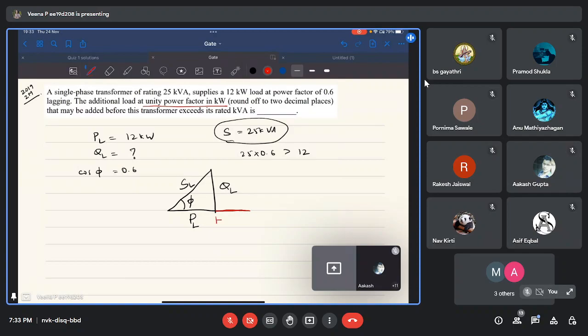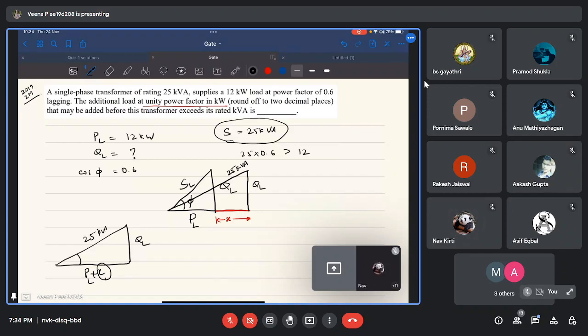So how much, say, X load can I add so that the reactive power is the same QL, but your total power now became 25 kVA. This is the question. Understood? So when a new load is added, your power triangle will be PL plus X, this is QL, this is 25. You don't know the new power factor. So X is asked. Is it clear for everyone? Yes, ma'am. It's clear.